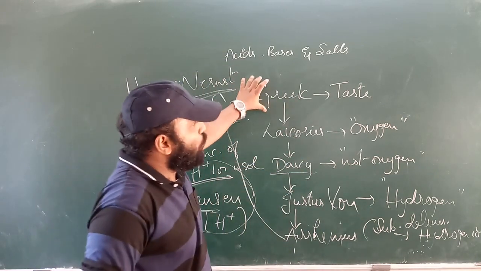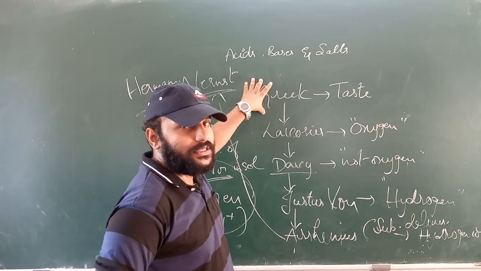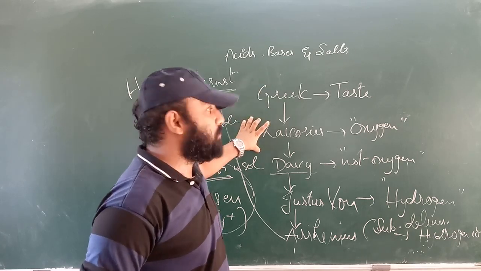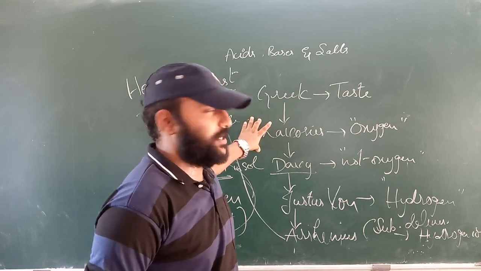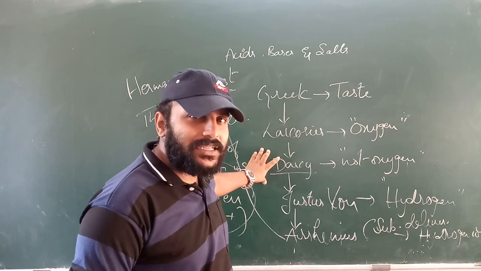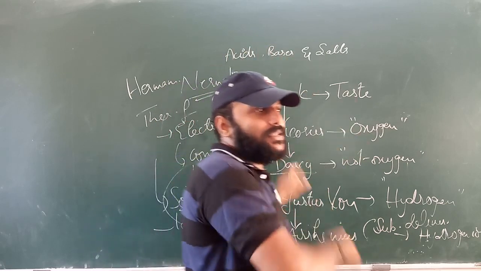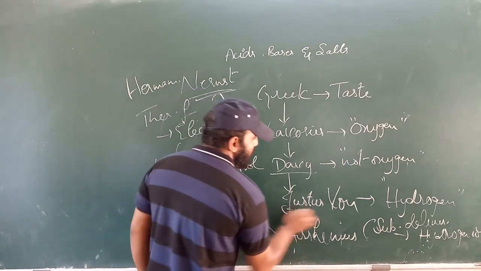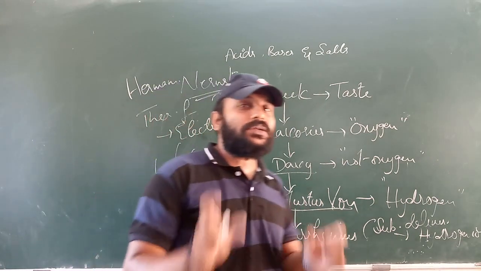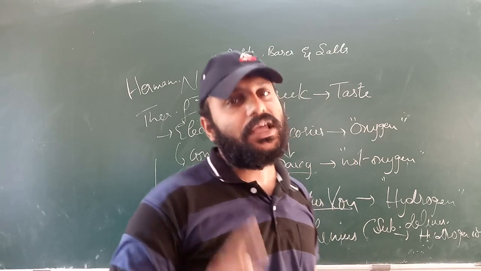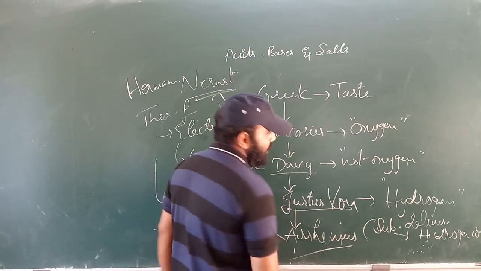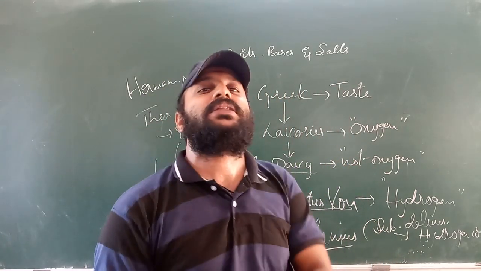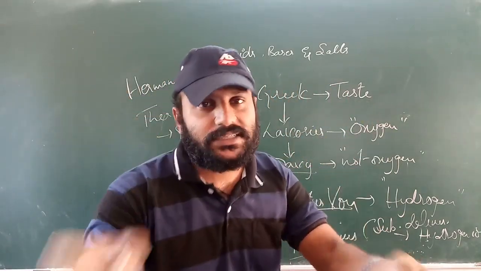It was first the Greeks who said that based on taste we can say whether a substance is an acid or base. Then came Lavoisier, who said that it is not the taste, we have to see the oxygen present in the substance. Next came Davy, who said it is not the oxygen; there are some other ions in the substance we should consider. Then Justus von Liebig said we should consider the hydrogen present in the solution. Then came Arrhenius: the substance which delivers hydronium ions in the solution is an acid.